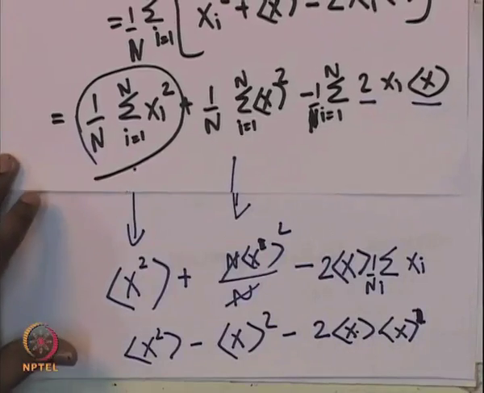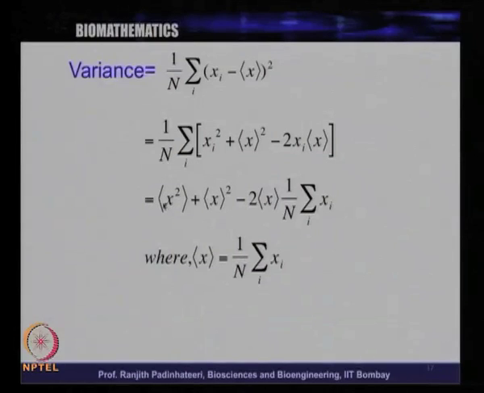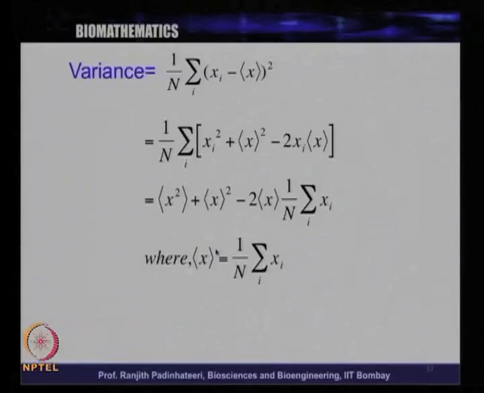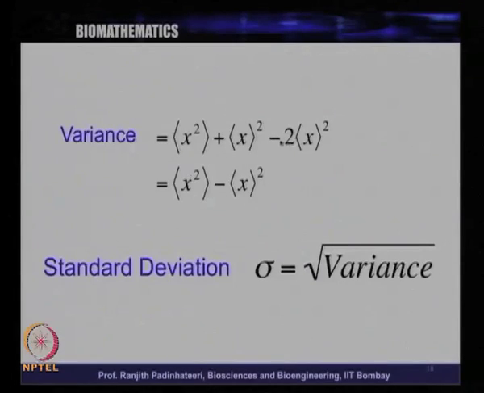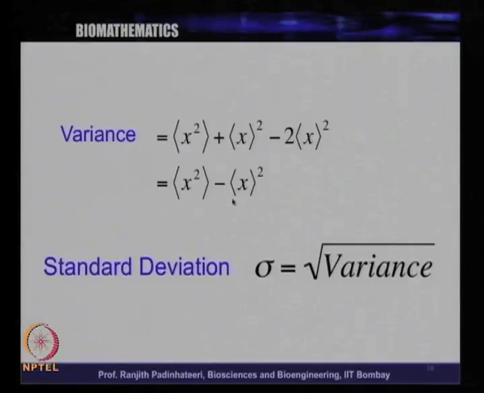So what we have here is essentially x square average plus x average square minus 2 x average square. So x average square minus 2 x average square can be written as minus x average square, because this is minus 2 times the same thing. So basically you get x square average minus x average square. So this is a very important formula.